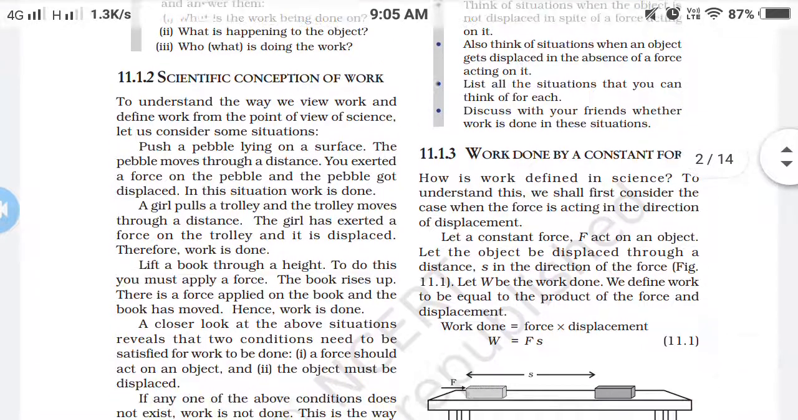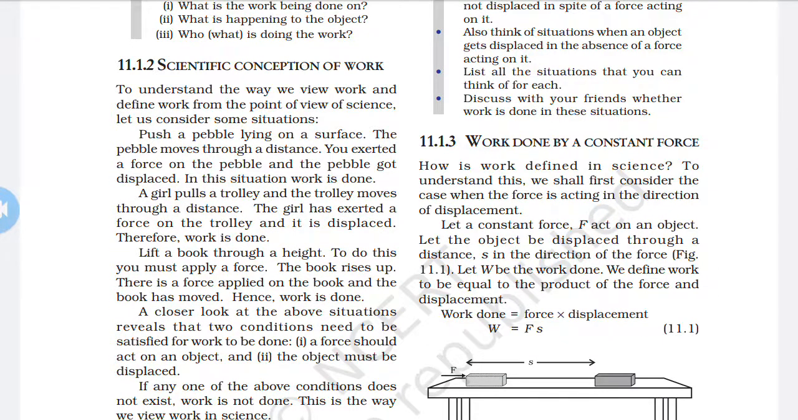Okay, good morning, friends. In chapter number 11, work and energy, last time we discussed the scientific conception of work. In this topic, we discussed the two conditions that we need to satisfy for work to be done. First, a force should act on an object, and second, the object must be displaced.